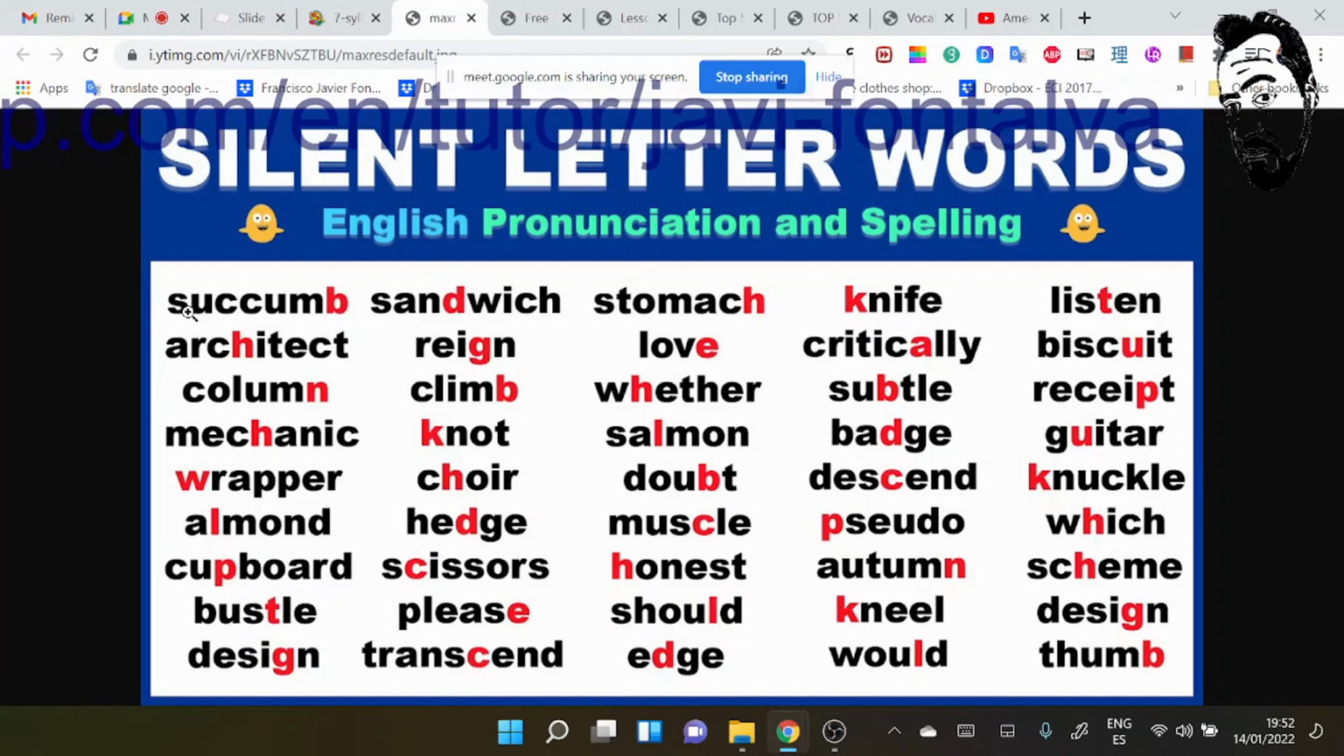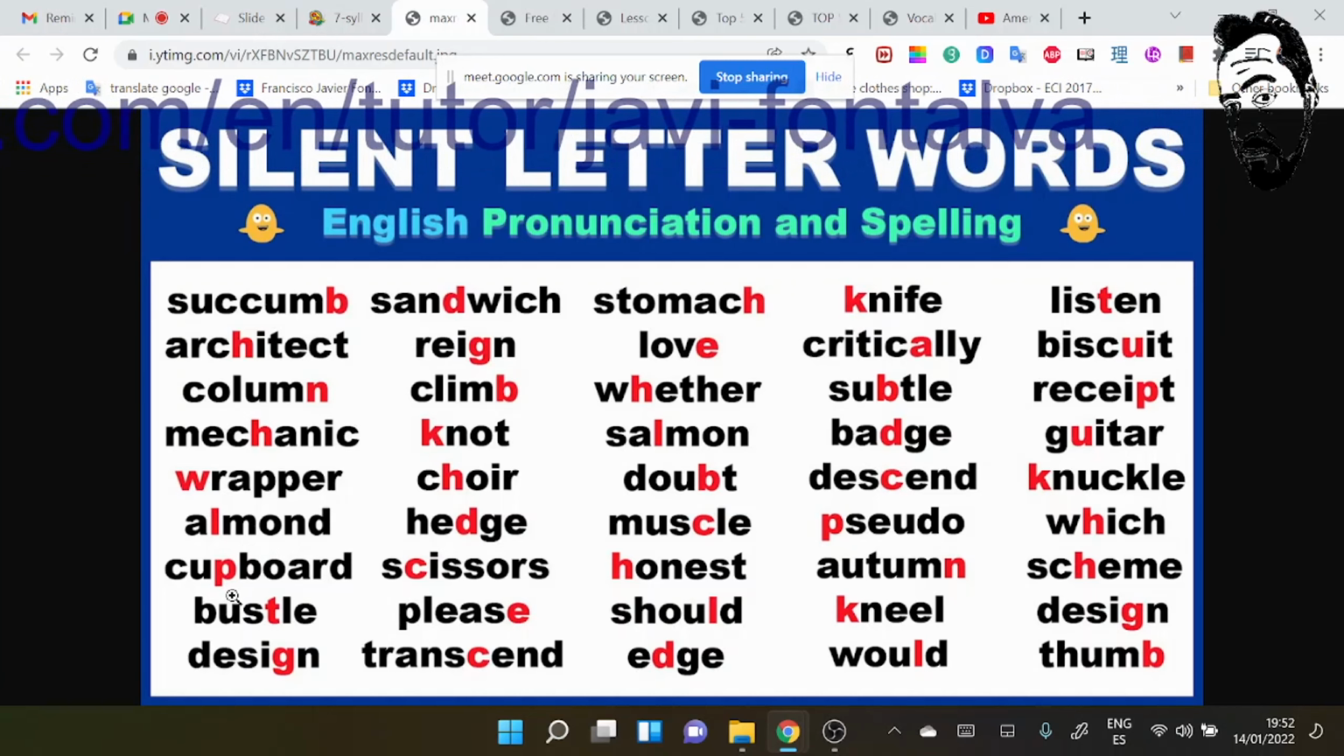So for example, second. So notice the B is silent. Architect. The H is silent here. Column. Mechanic. Wrapper. So notice I don't read the W. Dialogue is just ignored, we don't say it. Almond. So the L again. Ignore it.